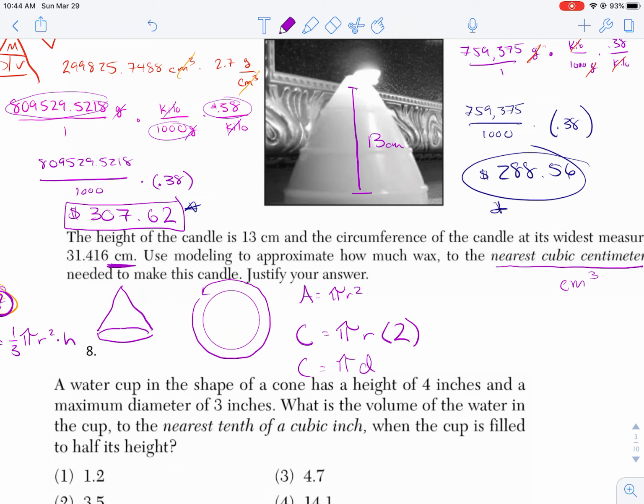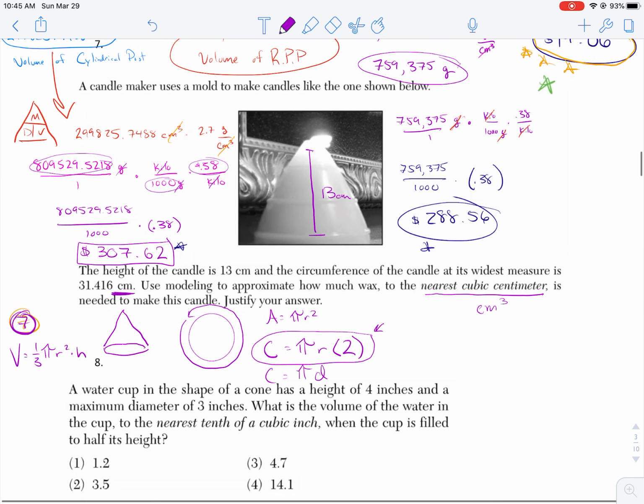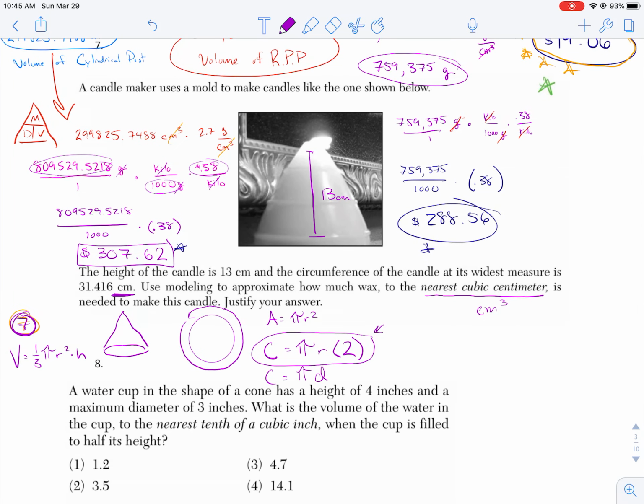We're going to end up using this one right here because we need the radius. So we're going to have to divide by 2 anyway, so we might as well just do that right off the bat. We'll use this formula to find our radius. Once we find our radius, then we can plug it into the volume formula, and voila, we should get our answer.